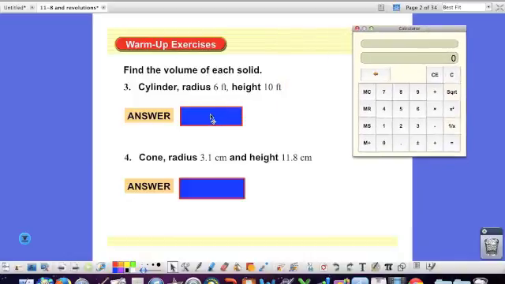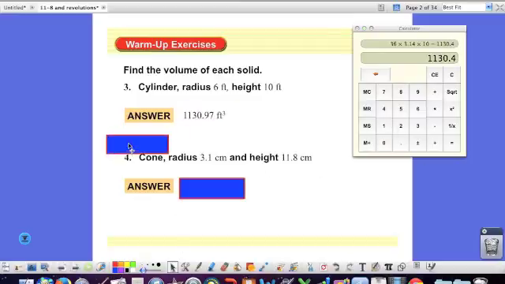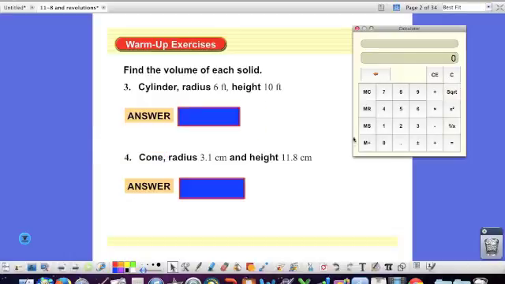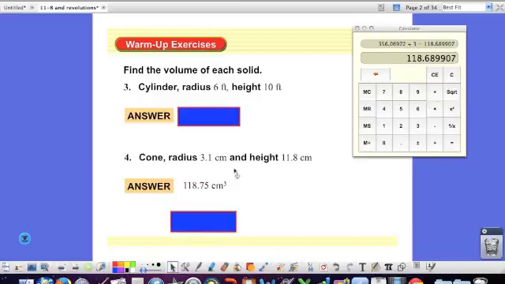More review for finding the volume of each solid. We have a cylinder, the radius is 6, so 36 times pi times the height is going to be about 1130.4. Rounding issues once again because the book is using a pi button and we are using 3.14. And for our cone, a radius of 3.1 squared times 3.14 times a height of 11.8 divided by 3 because it has a pointy top, and 118.7 is what that's going to round to using 3.14.